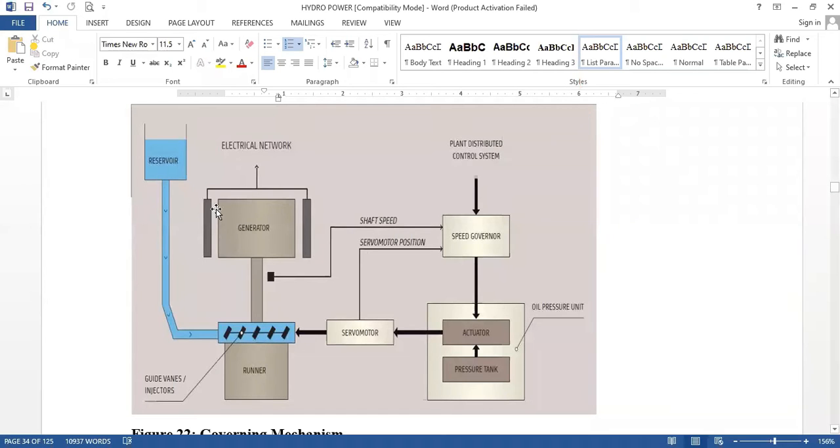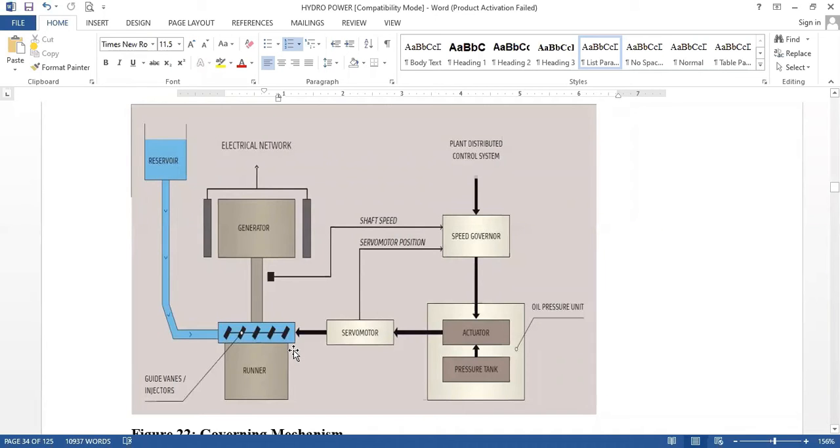Here we can see water being fed into the powerhouse or turbine with the help of a reservoir. Then here we have the generator, and here we have a sort of runner. Then we can sense the shaft speed with the help of some mechanism. Then a servo motor is placed, which is connected to the speed governor. Then this is a pressurized mechanism by which we can operate the valves, which work at very high pressure.